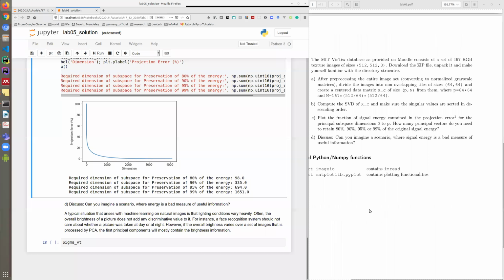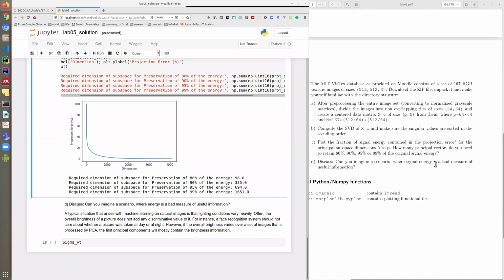Now there is a last task that says, can you imagine a scenario where signal energy is a bad measure of useful information? There can be many scenarios like that, but here we have mentioned a typical situation. This usually arises in image processing, when the lighting is not coherent and the lighting conditions are very different. I have already mentioned that in detail here.